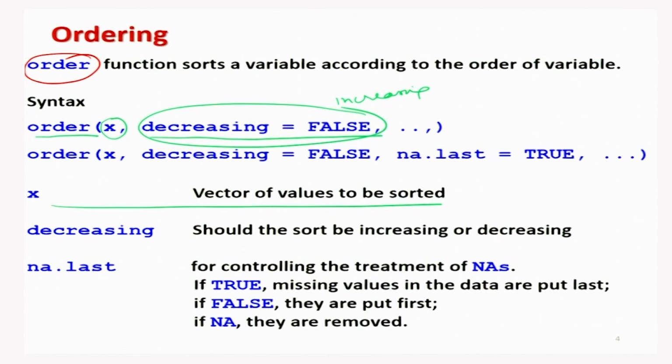Okay. And similarly here if you add one more option, na.last is equal to true, then this is a variable. If you give it true, then the missing values in the data are put at the last, that is towards the end. If you write it as false, then they are put at the first place, and if you write NA, then they are removed and the order is obtained for the remaining values, the values which are available in the data vector x. So, this operation is just like what we have learned in the case of sort.